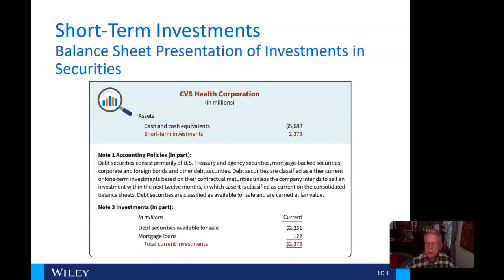Okay. So if I look at this, short-term investments, the balance sheet presentations, here's our cash, cash equivalents, and our short-term investments, current asset. And then they have a note that shows that we have debt securities available for sale and a mortgage loan. So they split this 2373 into its 2 pieces here. Okay, and we carry that at fair value.